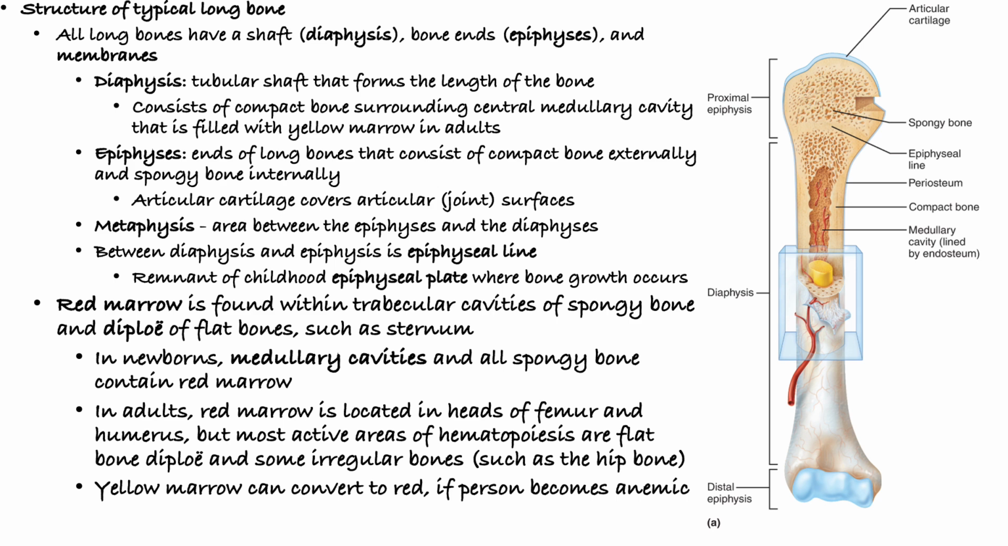That is why. And yellow marrow can convert to red if a person becomes anemic. So, like I mentioned, in adults, if a healthy adult, it'll be yellow, but if an adult becomes severely anemic, the body will go into overdrive trying to replenish or make more blood, and is going to convert the yellow marrow to red bone marrow.